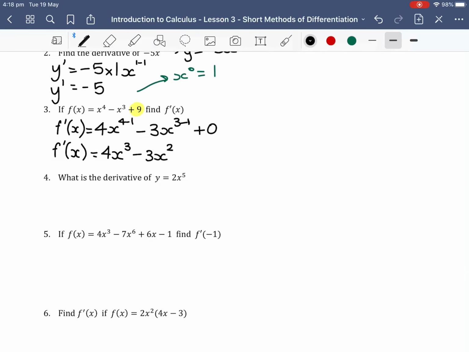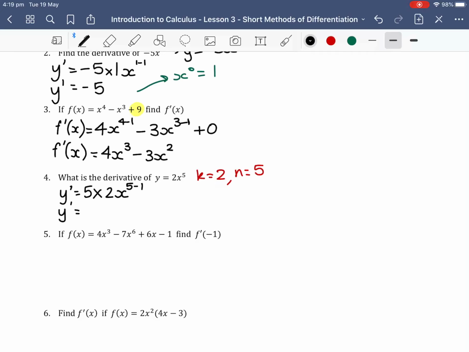Now we want to work out what is the derivative of y equals 2x to the power of 5. So we're finding y dash, which equals, we bring our 5 out the front, times it by our 2, x to the power of 5 minus 1. So our k was 2 and our n equals 5. It doesn't matter which order you write that in. As long as you're multiplying, you bring the 5 out the front and times it by the 2.